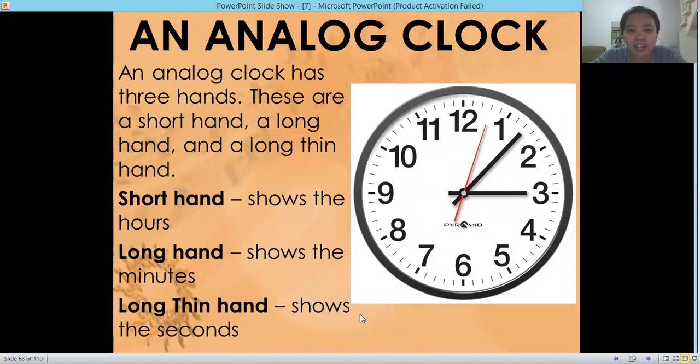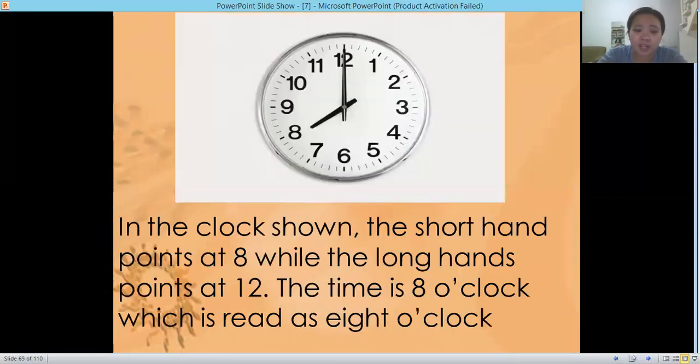So an analog clock has 3 hands. These are the short hand, a long hand, and a long thin hand. The short hand shows the hours. Okay, so this one 3, and the long hand shows the minutes. 3:07. And the long thin hand shows the seconds. In the clock shown, the short hand points at 8. Okay po, that's the hour. While the long hand points at 12. So the time is 8 o'clock.